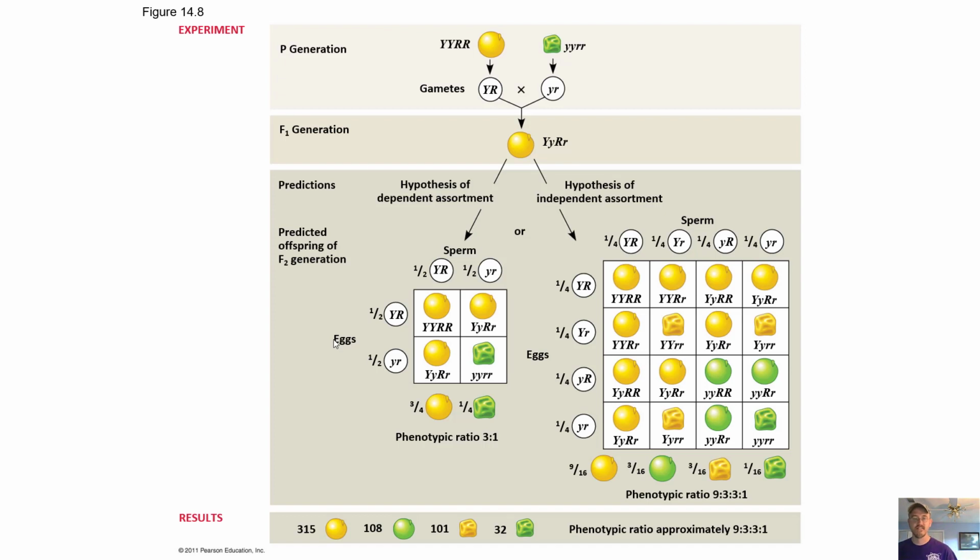So what he does is he sets up an experiment. He takes yellow round pea pods, big Y, big Y, big R, big R, and wrinkly green pea pods, which is little y, little y, little r, little r, and he breeds them together to see what comes out the other side. And we'll pick up from that in the next video.